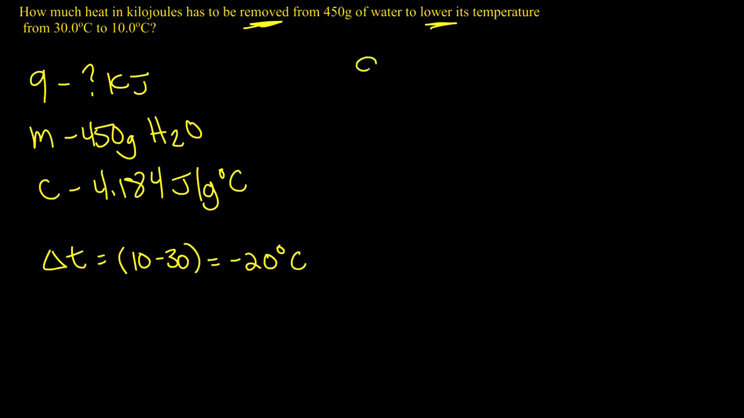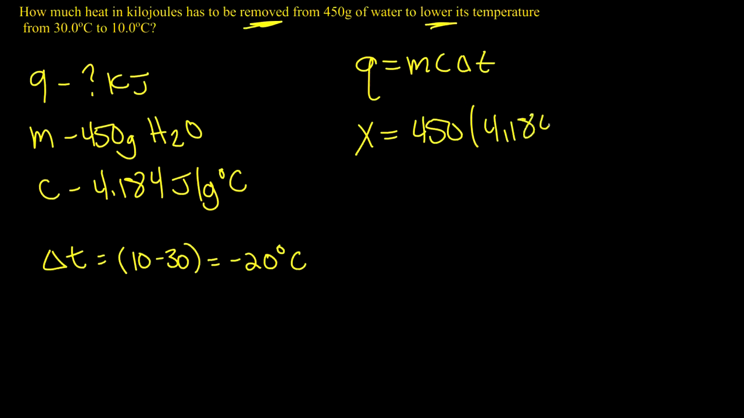So we set up our formula. Q equals MC delta T, or MCAT. Q is X, that's what I'm looking for. M is 450. C is once again 4.184. Temperature change is negative 20. So what is X? So 450 times 4.184 times negative 20, we get negative 37,656.